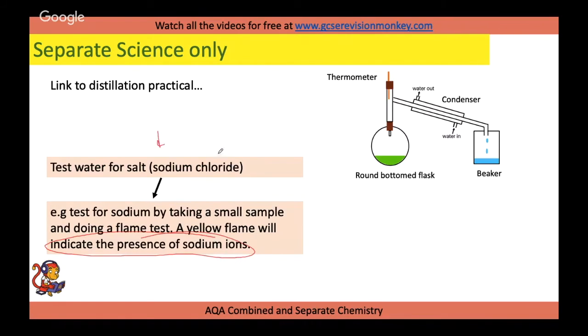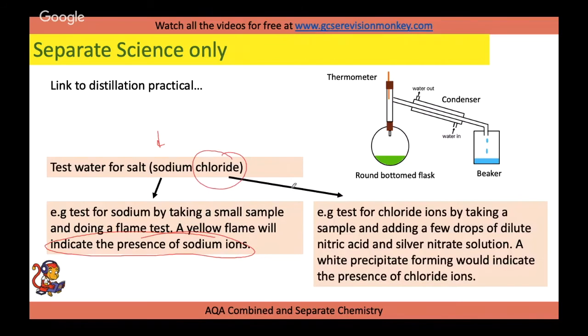And then for the chloride bit, you would test for chloride ions by adding a few drops of nitric acid, because it's a halide, silver nitrate, and a white precipitate would be a positive test for chloride ions. So they might link this in with the distillation practical, so look out for that one.